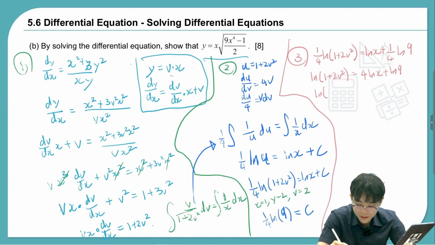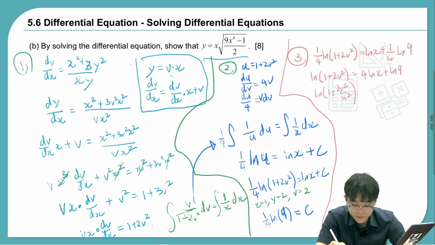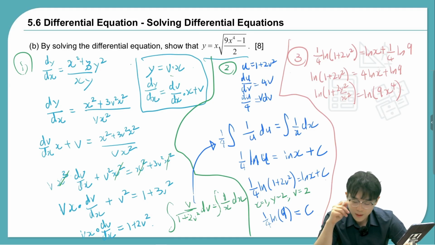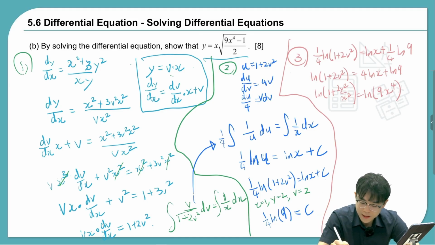So we get 1 plus v would be y over x. So we'll just get y squared over x squared, or 2y squared over x squared. That equals ln of 9 times x to the power 4, right? Because if you have natural logs, we can just merge it all together. So the contents inside the natural logs are going to be equal to one another. So that means 1 plus 2y squared over x squared is equal to 9x to the power 4.